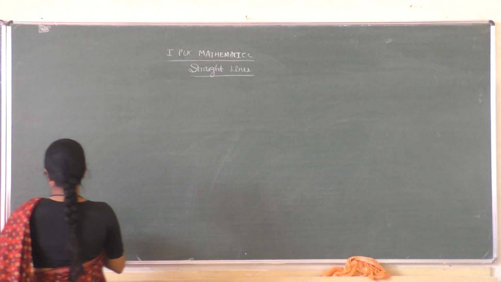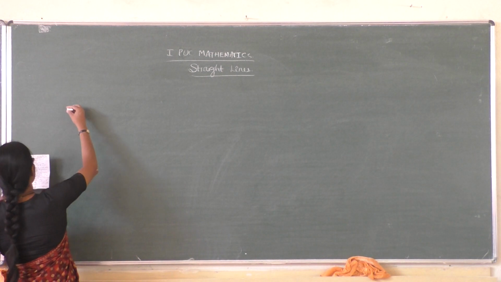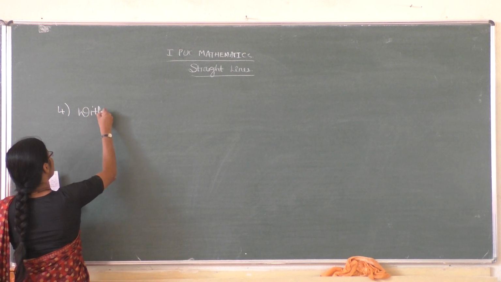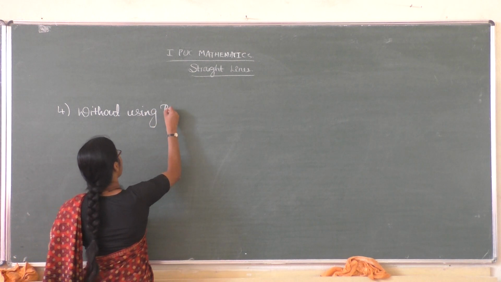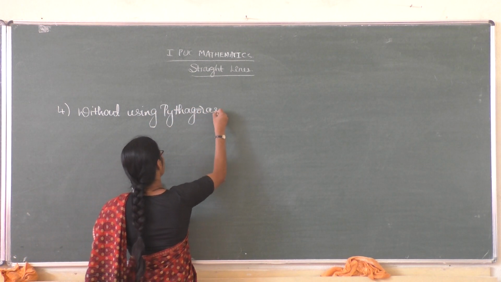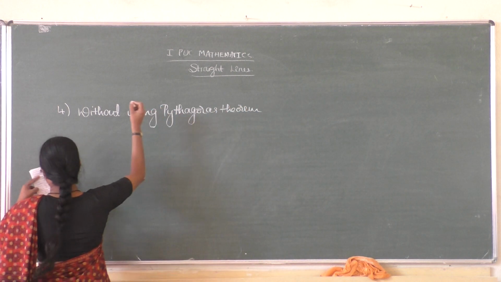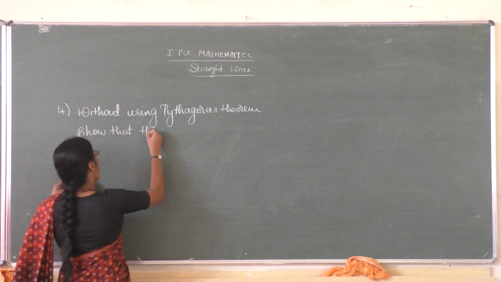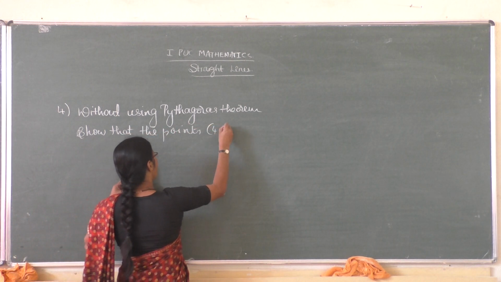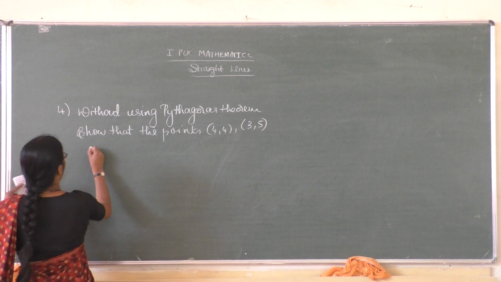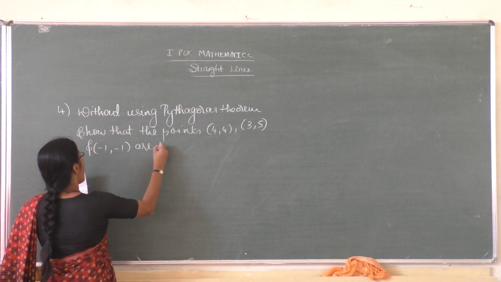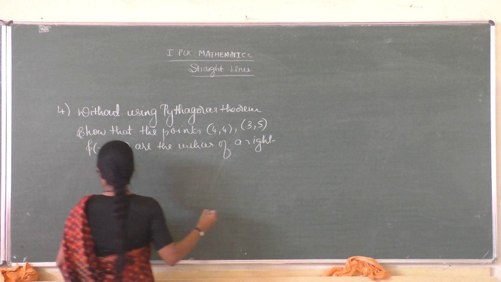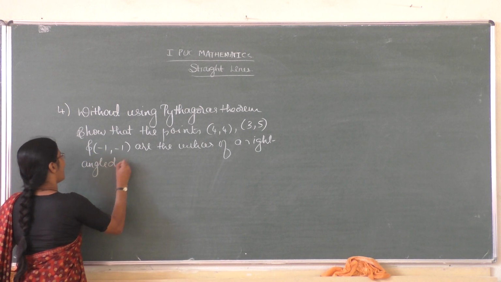Okay, so what is the next problem now? Without using Pythagoras theorem, show that the points 4, 4, 3, 5 and minus 1, minus 1 are the vertices of a right angle triangle.